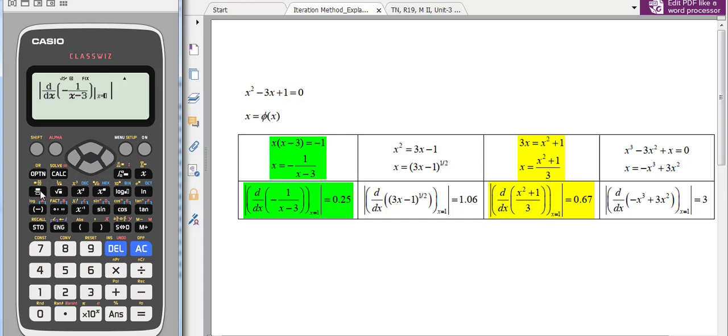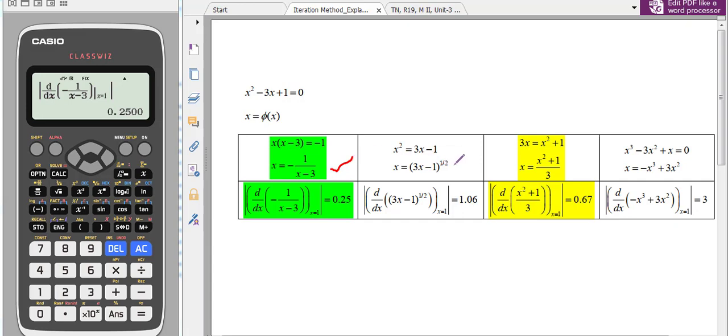And the x value is to be given as x0 value, which is 1 here, and on pressing the equal to key, you will get its value as 0.25. So it is a value less than 1, and hence this relation x is equal to phi of x can be used to apply iteration method.